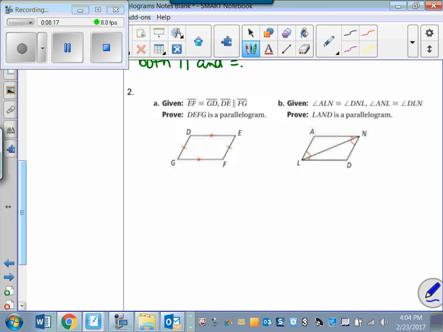Okay, how about number 2, EF. So EF is congruent to GD, and DE, it's already marked, DE is parallel to FG. Is this a parallelogram? Well, what do I have to know? I have to know that one pair of opposite sides is both parallel and congruent, and that's not what I know here. I know that one pair of sides is congruent, one pair of sides is parallel, so once again, not enough info to prove.